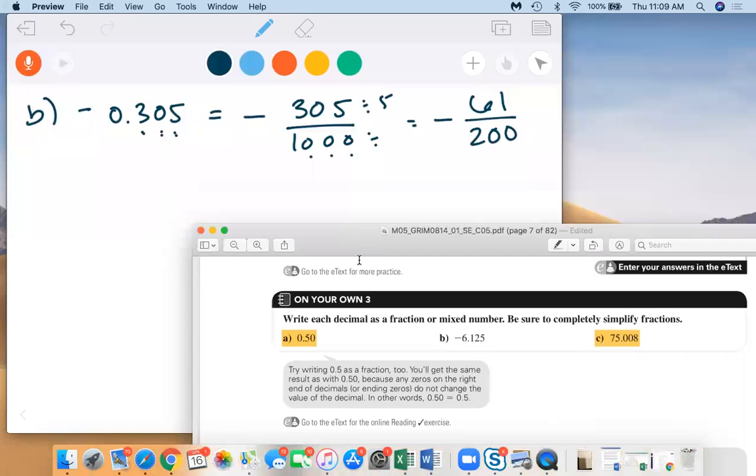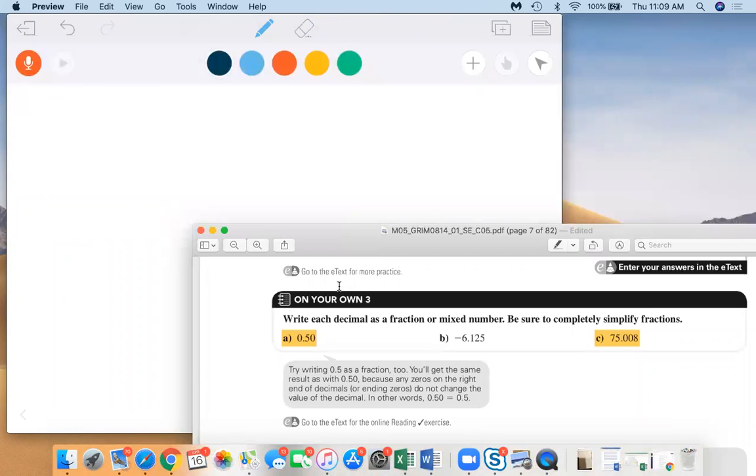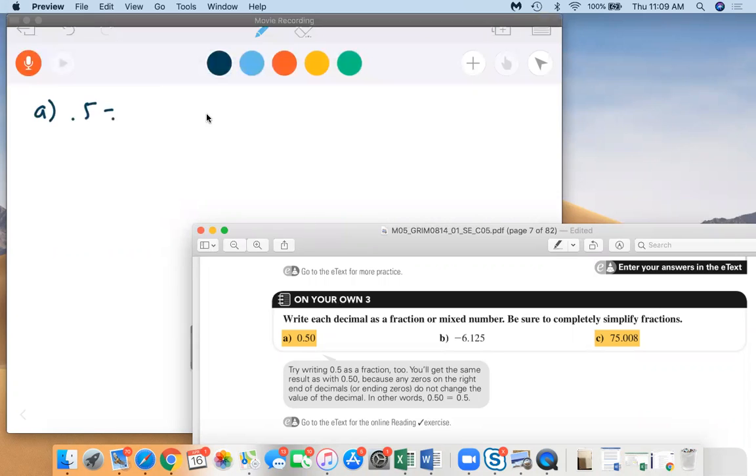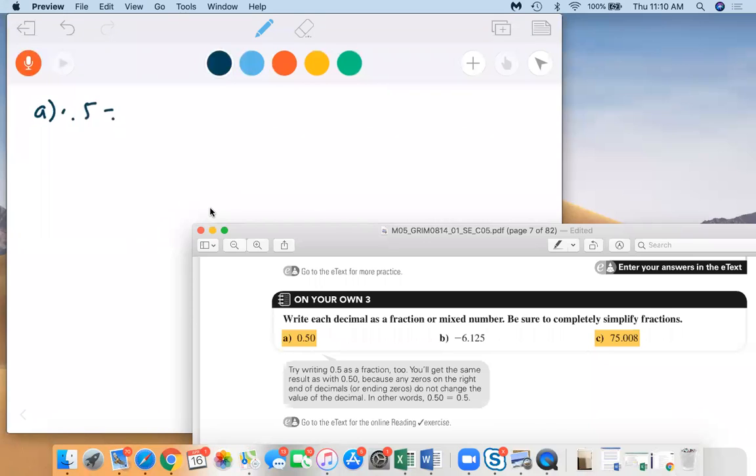All right, let's do these two real quick. All right, so we have 0.5. There's nothing in the beginning, right? It's 0.5, so there's no whole number part. So we have 5 over, this is the tenths place, right? 1 decimal, so 10, but that's definitely not simplified, right? It's going to give us 1 over 2, 1/2, which is nice. We all know that 0.5 is 1/2, but this is how you can see how it gets there.